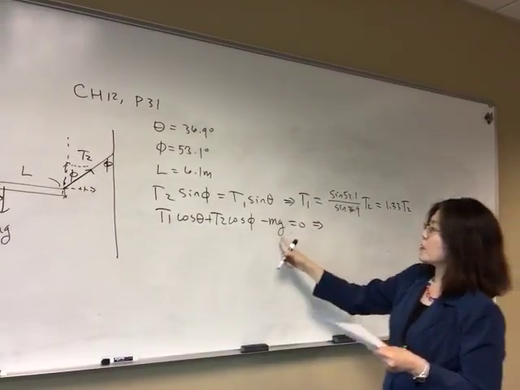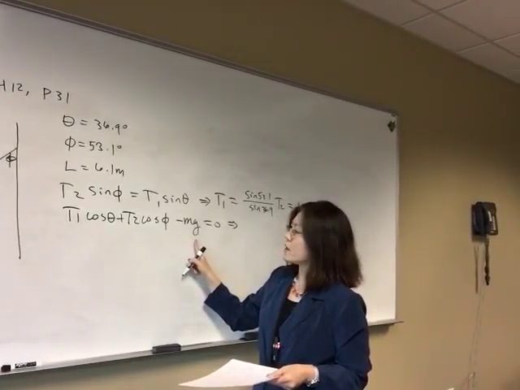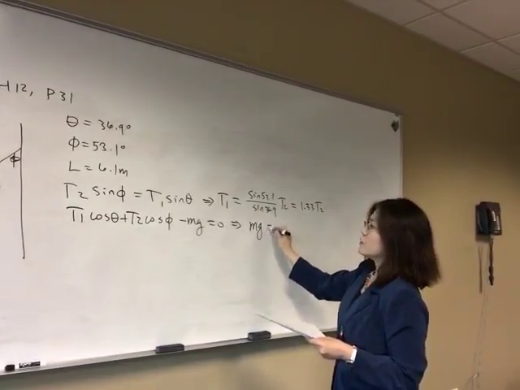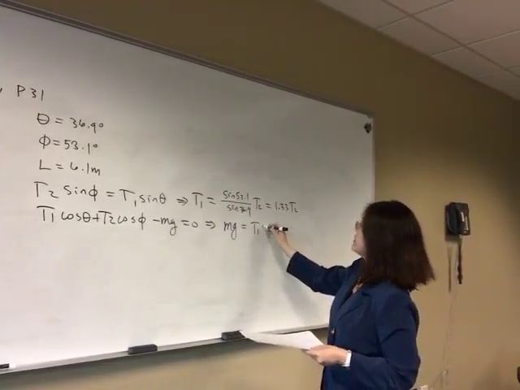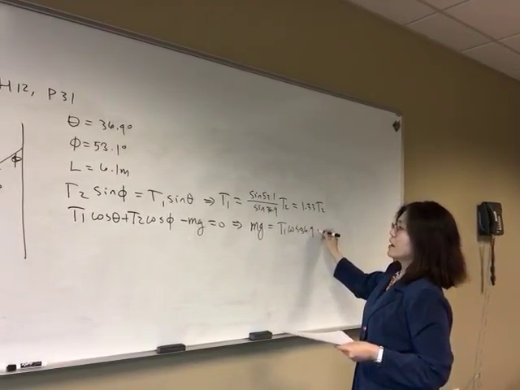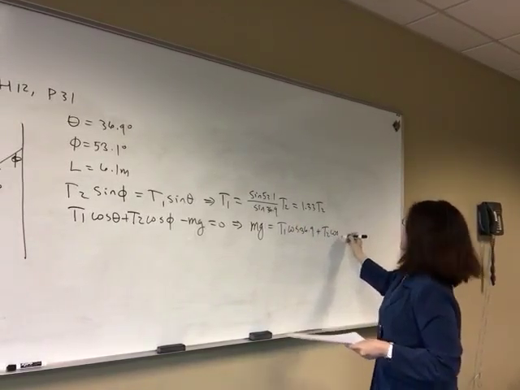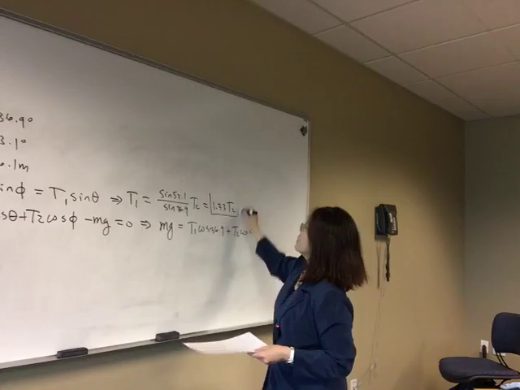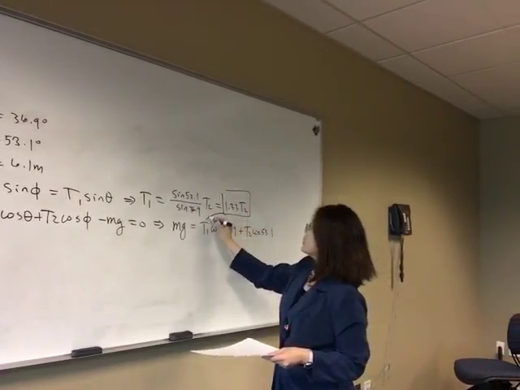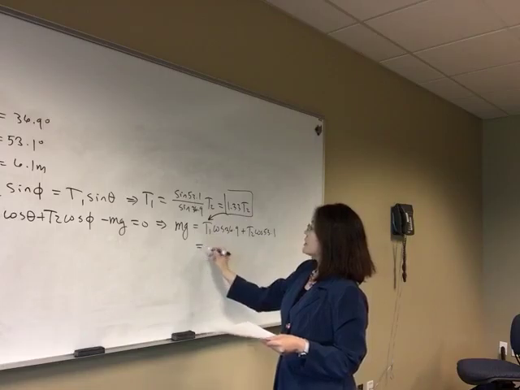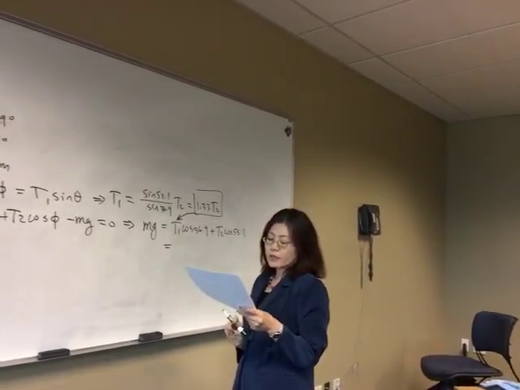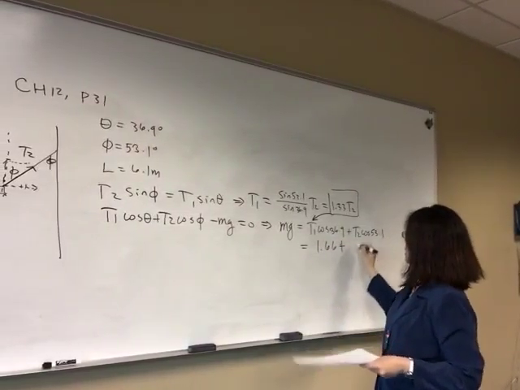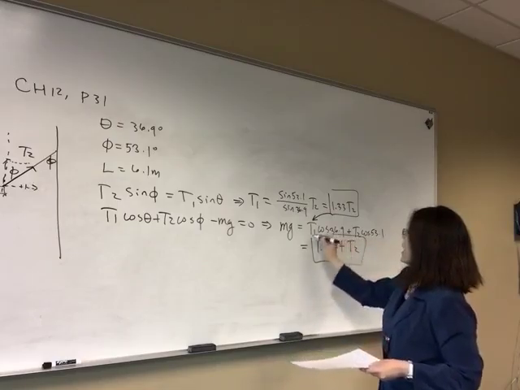Here we can express mg, the weight of the bar, in terms of this expression. So your mg is equal to T1 cosine 36.9 plus T2 cosine 53.1. And realizing that your T1 is equal to 1.33 T2, we're going to replace T1 with that expression. So altogether, your mg can be expressed in relation to T2: mg is equal to 1.664 T2.